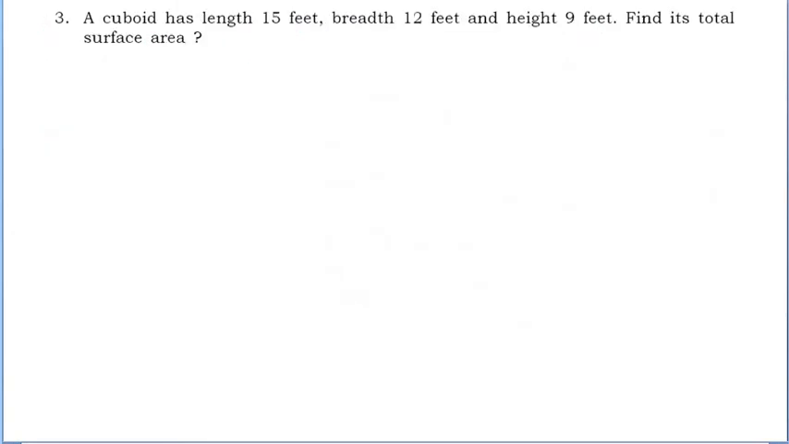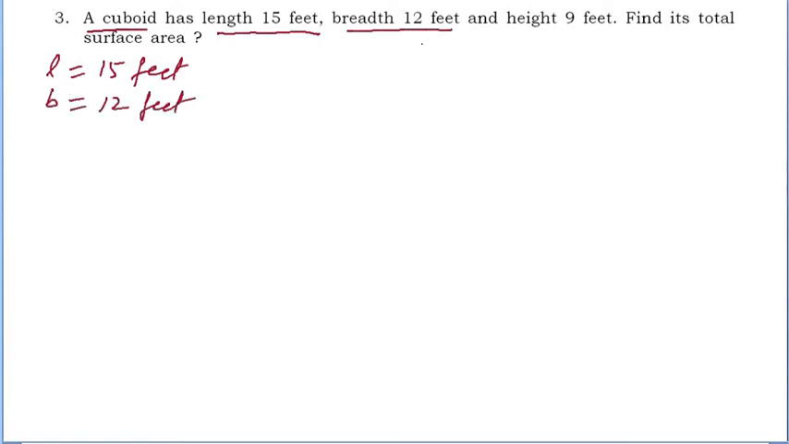Now question number 3. A cuboid has length 15 feet. So you have to write length is 15 feet. Now breadth is 12 feet. So you have to write B is equal to 12 feet. Now height is 9 feet. So you have to write H is 9 feet.